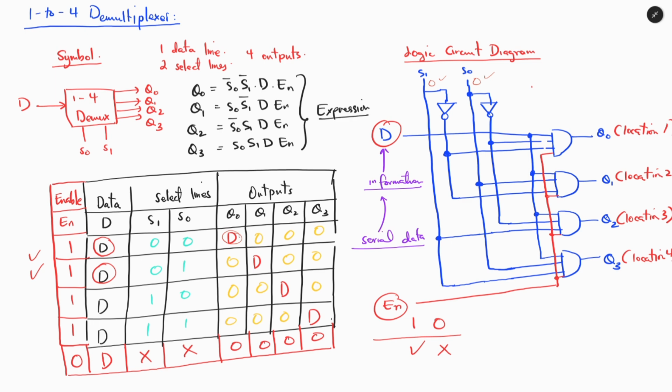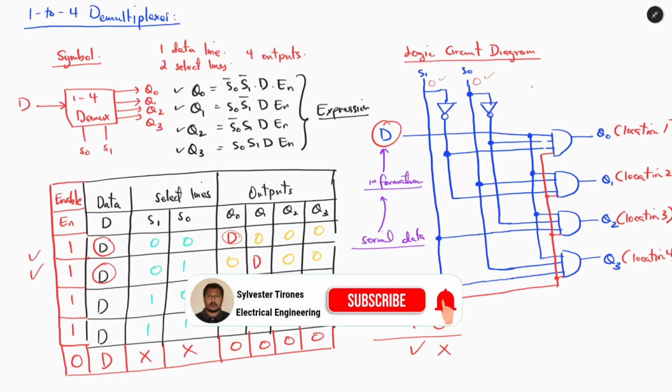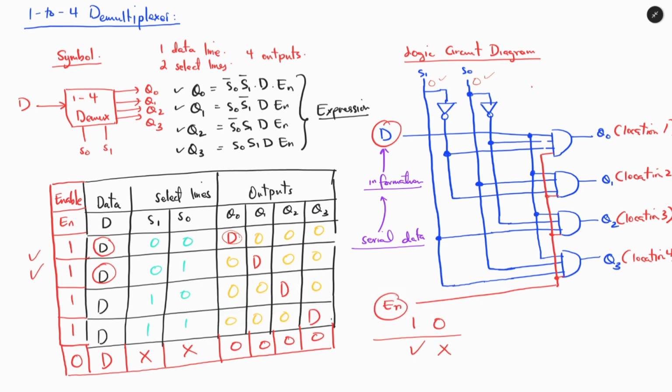And remember that the enable will be the control such that if it is 1, all of these outputs will effectively receive the data. If the enable is 0, that means they won't be able to accept the data, or data cannot flow to each of these outputs.